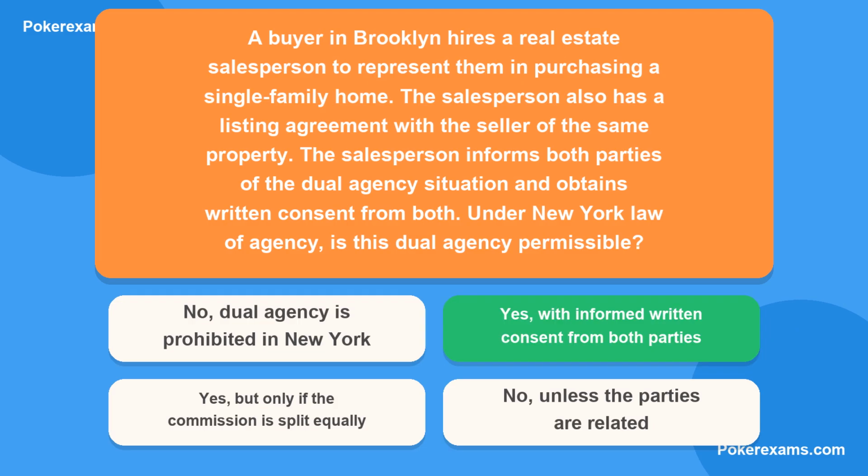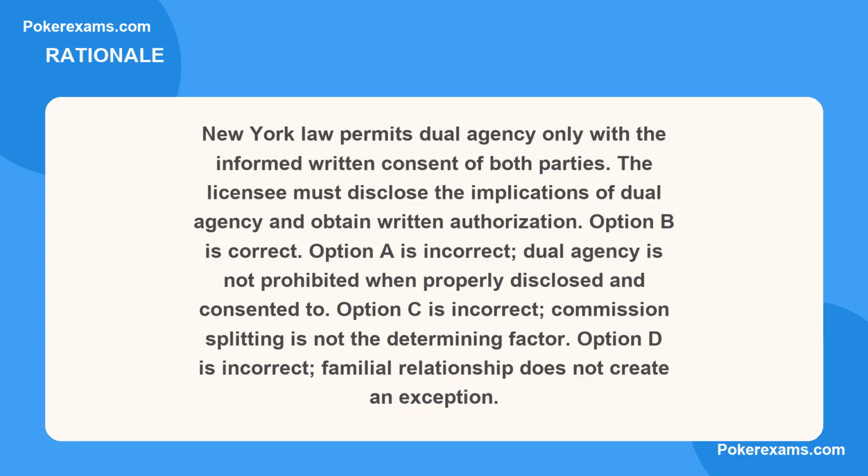The correct answer is B. Here is why. New York law permits dual agency only with the informed written consent of both parties. The licensee must disclose the implications of dual agency and obtain written authorization. Option B is correct. Option A is incorrect. Dual agency is not prohibited when properly disclosed and consented to. Option C is incorrect. Commission splitting is not the determining factor. Option D is incorrect. Familial relationship does not create an exception.